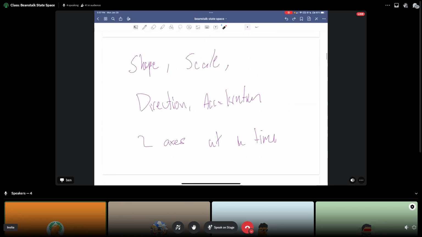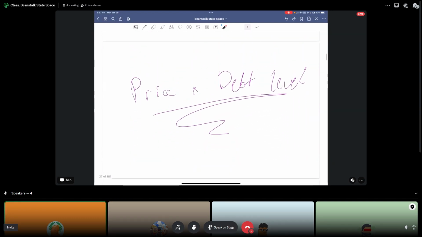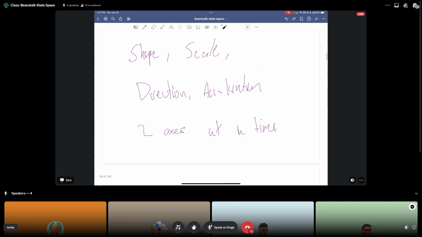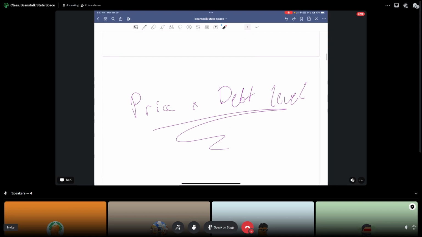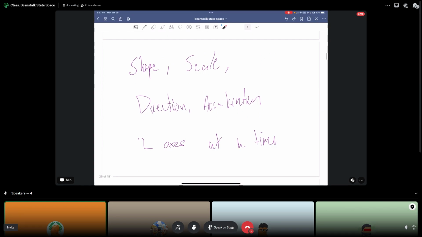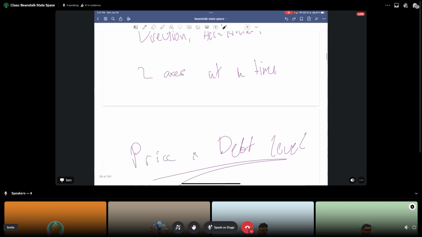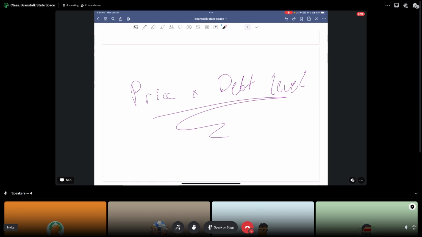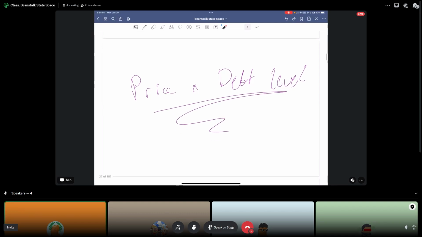So the first thing we're going to do is talk about price and debt level. And we're going to try to treat price and debt level somewhat fully, because that's the way the current peg maintenance mechanism works. So let's see if by understanding the shape, scale, direction, and acceleration of price and debt level, we can understand how Beanstalk currently works. And then from there, we can try to expand it and understand some of the changes that are being proposed, and then also understand, of course, the major change to the peg maintenance model.